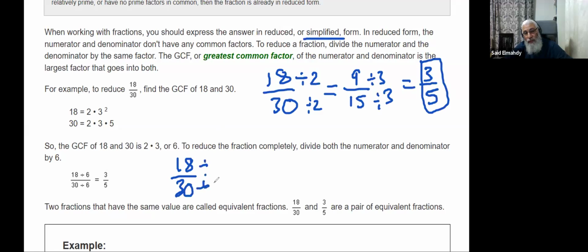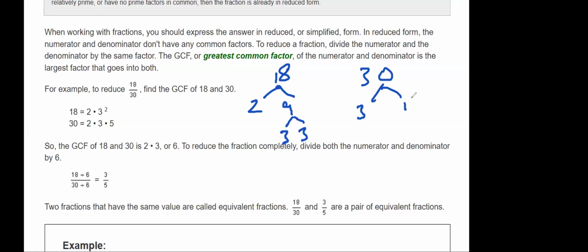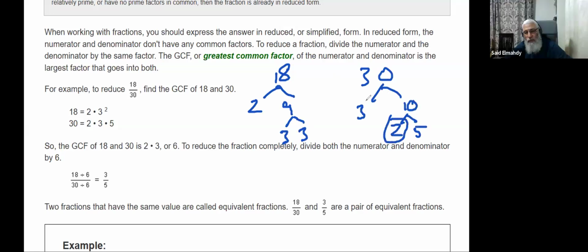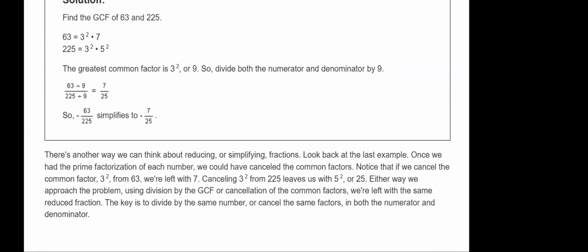The greatest common factor between 18 and 30 is 6. So we directly divide by 6. 18 divided by 6 is 3, and 30 divided by 6 is 5. The equivalent fraction is 3 over 5, because 18 is 2 times 9, and 9 is 3 times 3, and 30 is 3 times 10, and 10 is 2 times 5. So the greatest common factor is 2 and 3, which multiplied is 6. We divide by the greatest common factor. You understand? Okay.